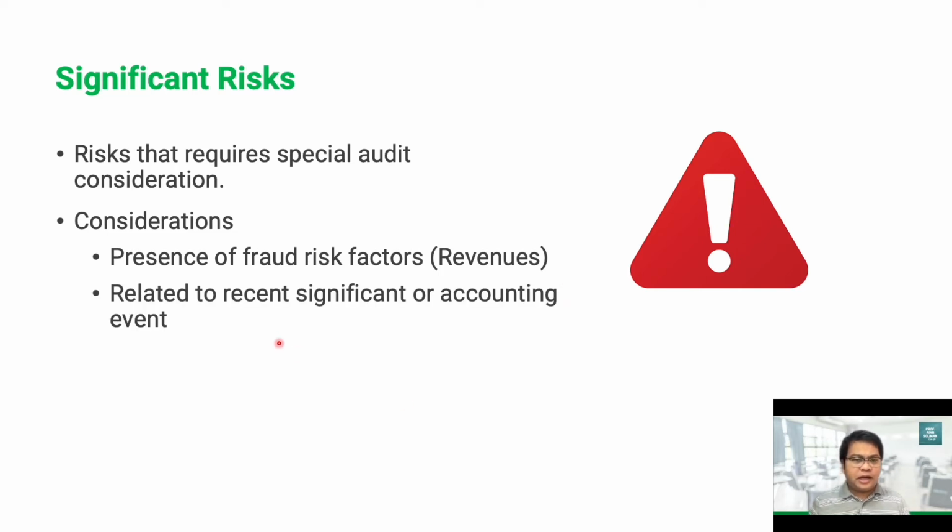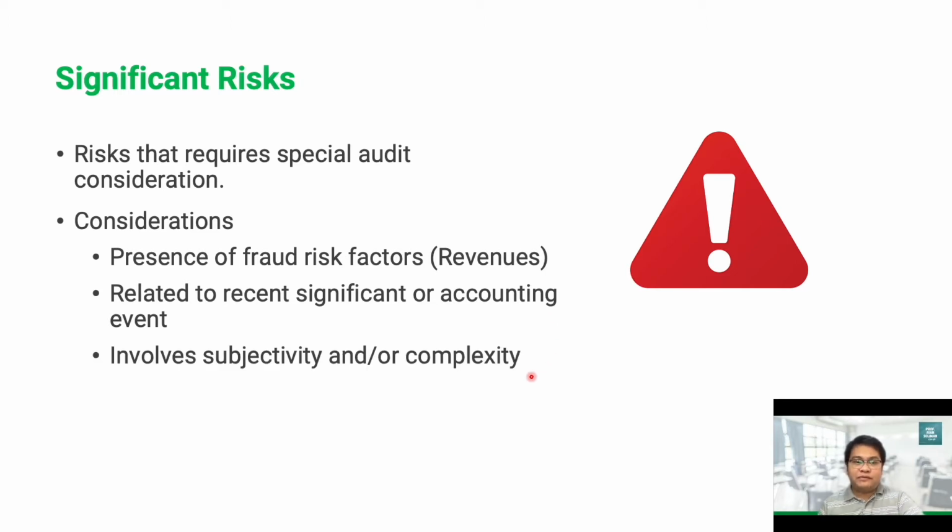Another area that would normally give rise to significant risk are those transactions that relate to a recent or significant or major accounting event. Okay, for example, a business combination, or impairment. Those major accounting or significant events would normally lead to significant risk, or are where significant risk may arise.